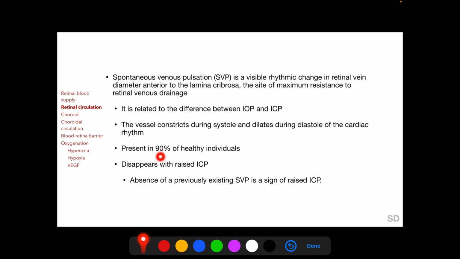Since 10% of healthy individuals do not have spontaneous venous pulsation, we need to have previous documentation of spontaneous venous pulsation to conclude that absence of spontaneous venous pulsation is due to raised intracranial pressure.